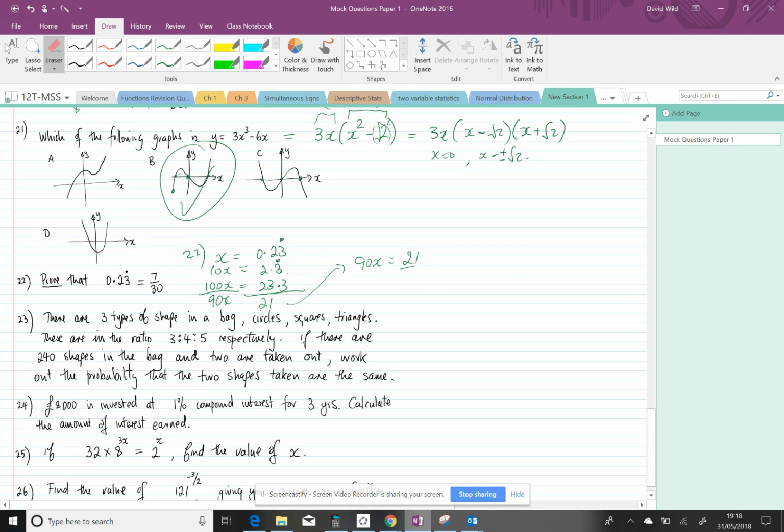Okay, so 90x is 21, so divide both sides by 90, so we get x is 21/90ths, and this cancels down to 7/30ths. So there we go.